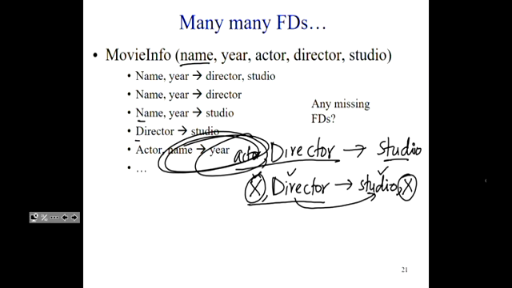Are we all clear on the notion of functional dependencies and the fact that yes, you can codify the requirements as functional dependencies, but there are a lot of functional dependencies that are effectively implied given the set of functional dependencies that we have? Does that make sense? Yes?